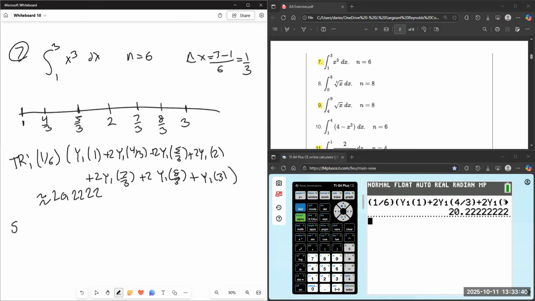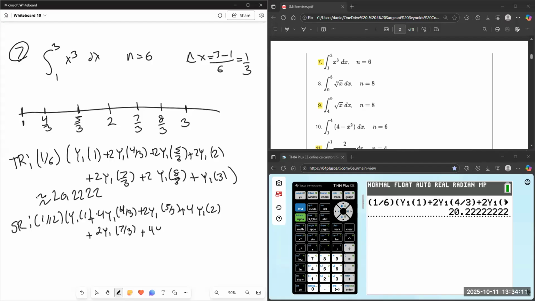20.2222 for the trapezoidal rule. Simpson's rule is going to be a 12th of y1 of 1 plus 4y1 of 4/3 plus 2y1 of 5/3 plus 4y1 of 2 plus 2y1 of 7/3 plus 4y1 of 8/3 plus y1 of 3. So let's come back here and make those edits.